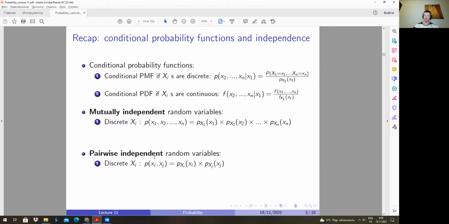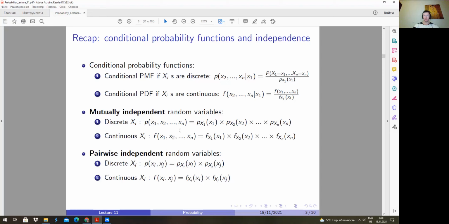assumes the pairwise independence, but not the reverse. So if we have, let's say, 3 variables, first and second might be pairwise independent, but first, second, and third are not mutually independent together. So sometimes it happens. I hope you understand this logic. And for the continuous case, we apply the same idea, but based on the density functions.